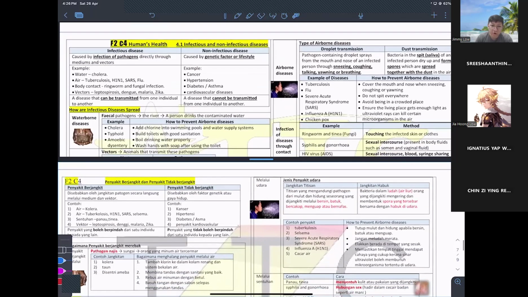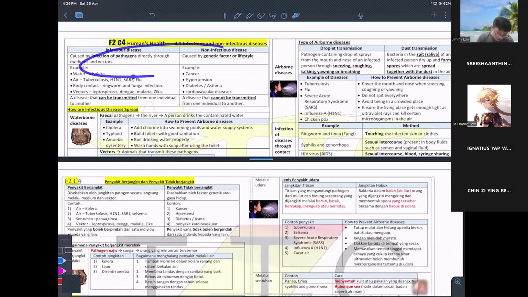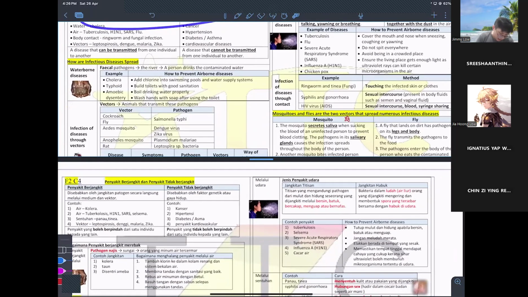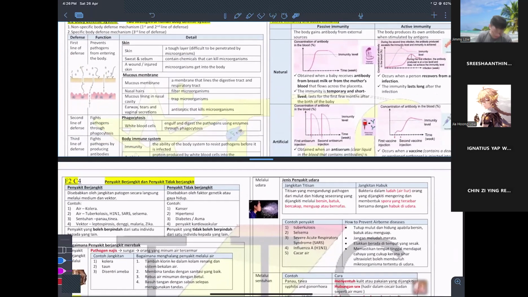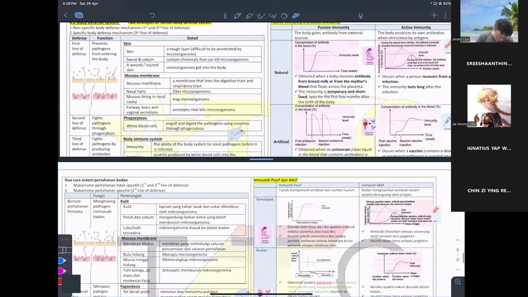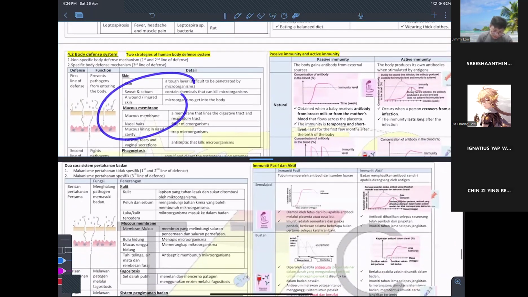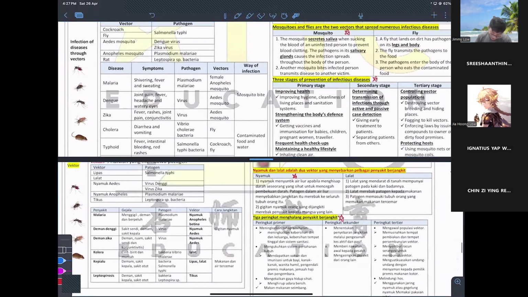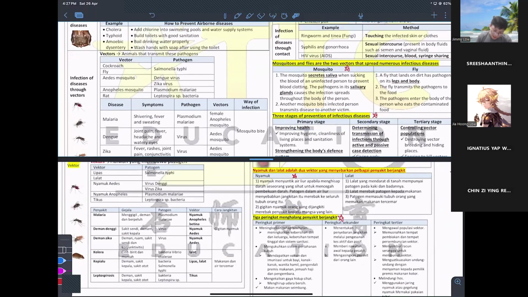Which means the chapter 4 entire thing. Infectious, non-infectious, important. How does the disease get spread? Important. The body defense mechanism, very important. The passive and active immunity, very important as well. The only thing that is not so important in this chapter is your 3 phases of disease prevention, and how mosquitoes and flies spread diseases. Only these two are not so important. The rest are all important in your chapter 4.